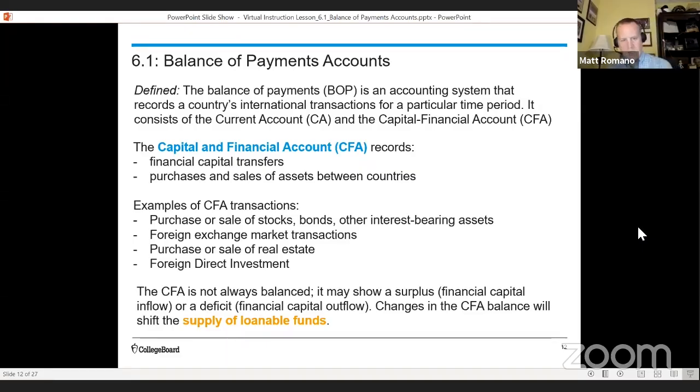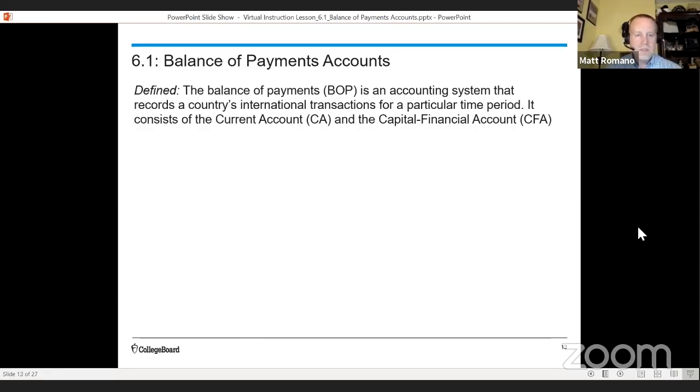So again, connect the capital and financial account to the supply of loanable funds, and that capital flow is a shifter of the supply of loanable funds. All right, so those are the parts. You put those two together and you get the balance of payments accounts.